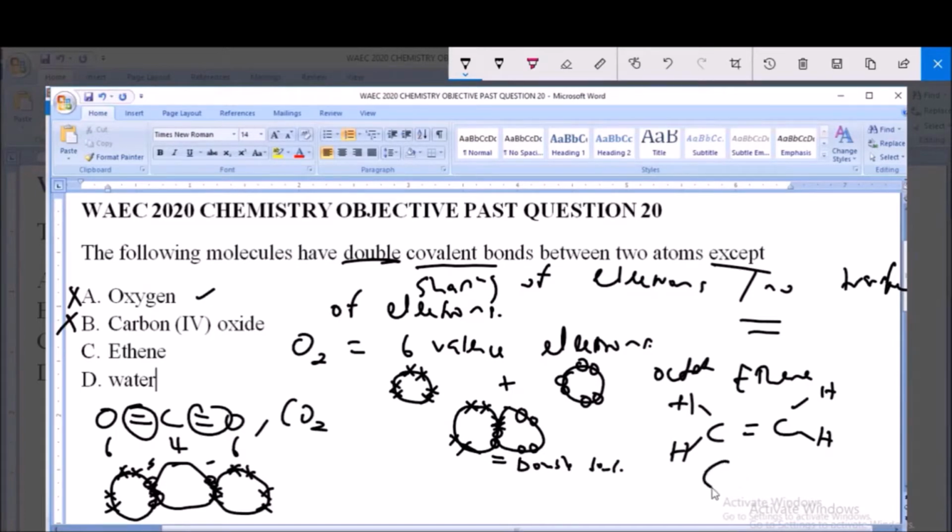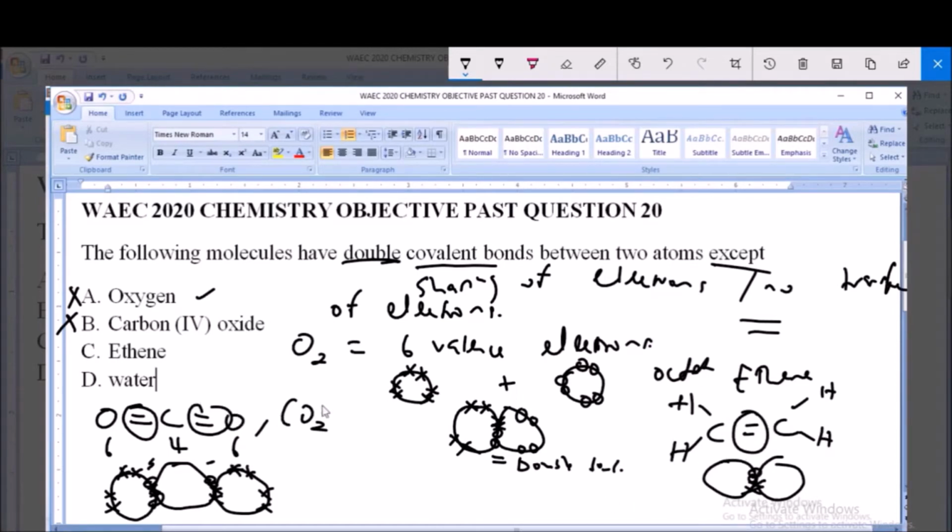So the 2 carbon atoms each have 4 valence electrons. So it shares 2 of those valence electrons. This one shares 2 of its valence electrons with this one, so you have the double bond. Then the remaining 2 undergo other forms of combination with the hydrogen atoms surrounding it.